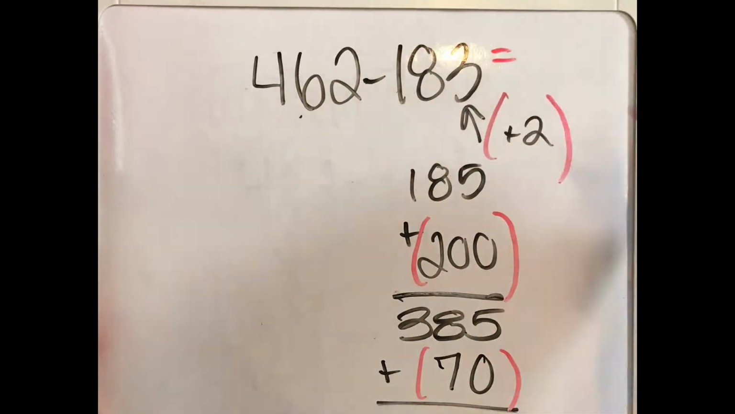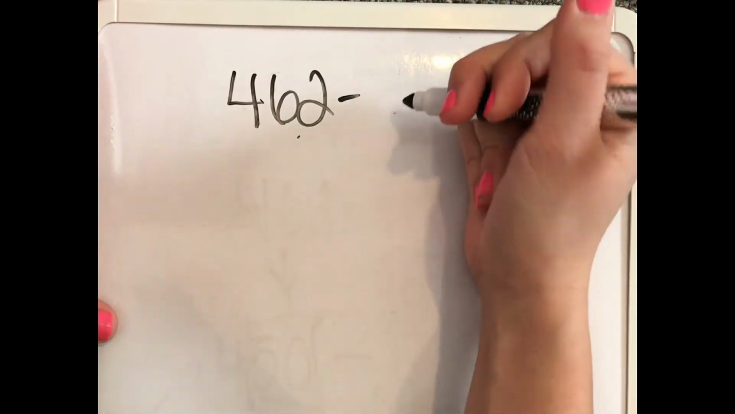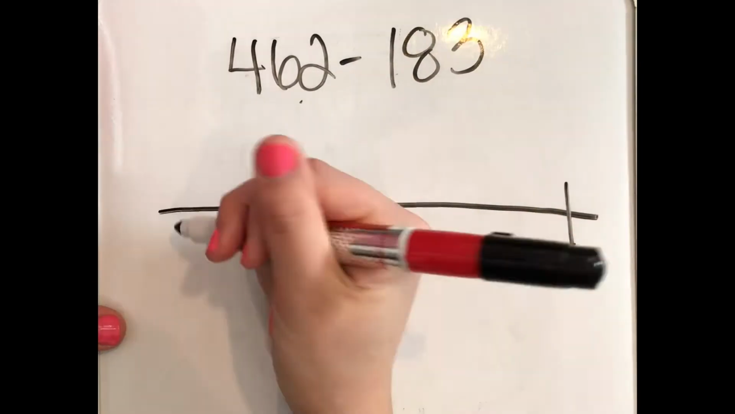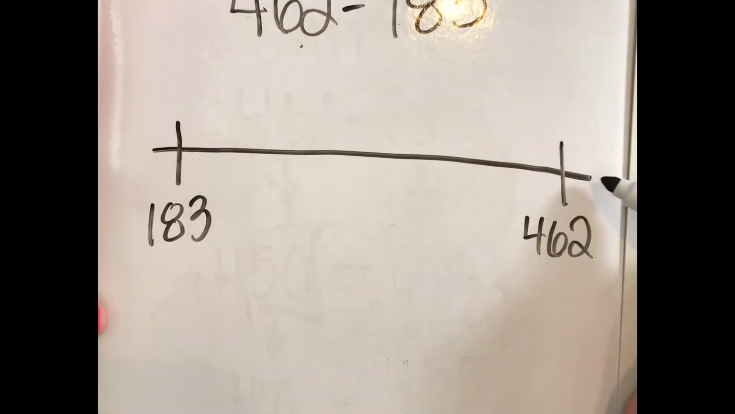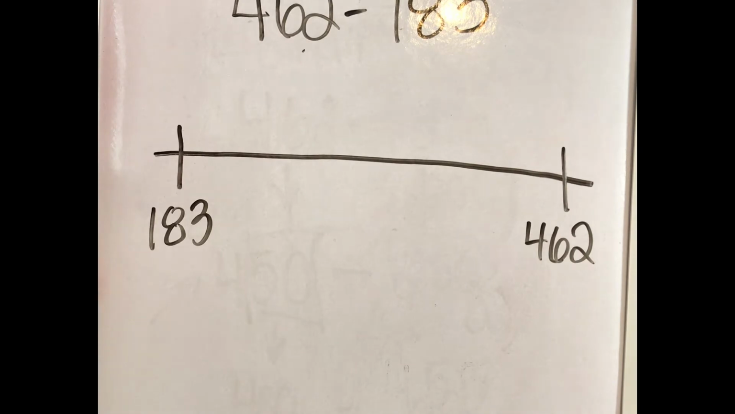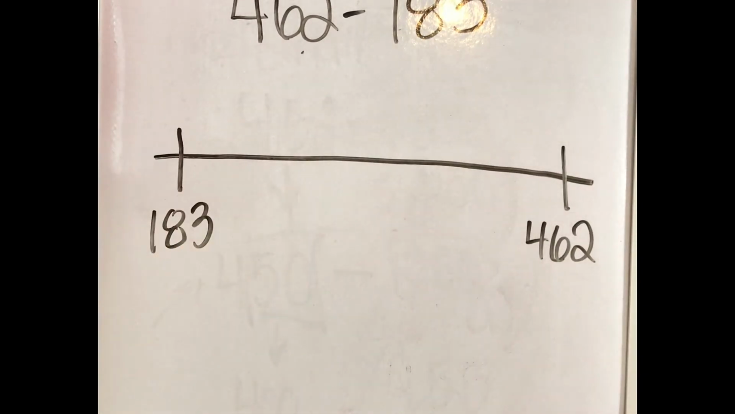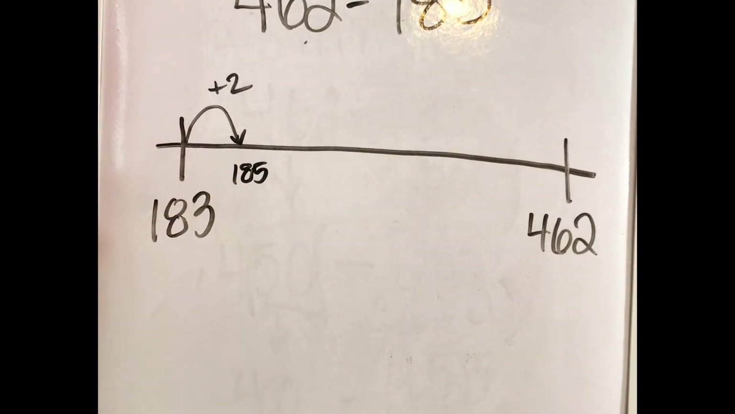I'll quickly show you another way now, which uses the strategy of using a number line. So you can draw your number line here for the equation, putting 183 on one end and 462 on the other end. Now we will use similar to the adding up, but we will actually draw our jumps on our number line. So we'll add 2 to start off with. This will give us 185.